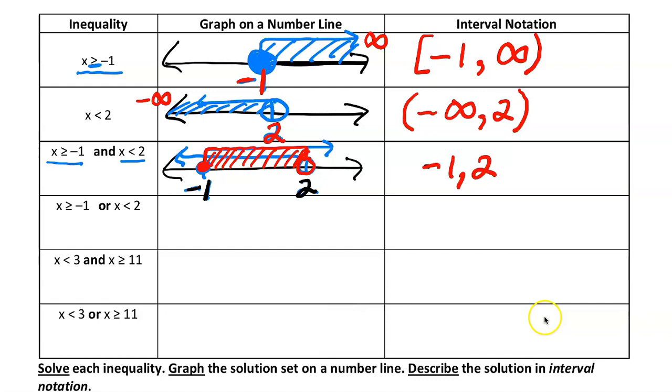-1 has an equal to, a closed-in circle, so that would be a bracket. And 2 is a less than, not a less than or equal to, so we would have a parenthesis. So that would be our answer. Oftentimes with compound inequalities with an "and," you don't have any infinity symbol, whereas the first two here we did have infinity symbols.